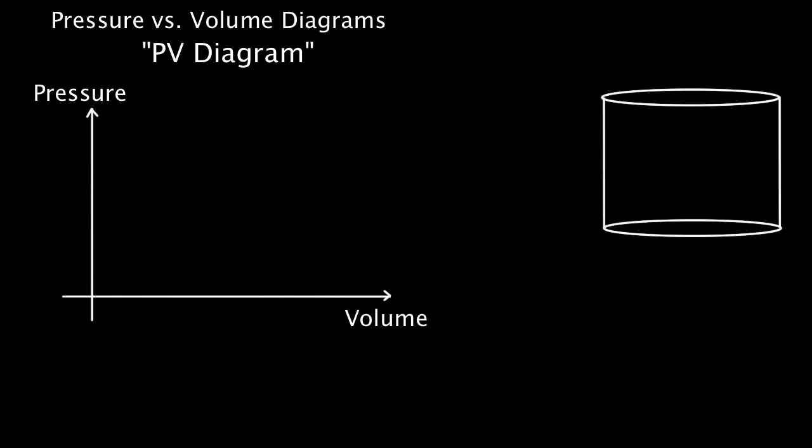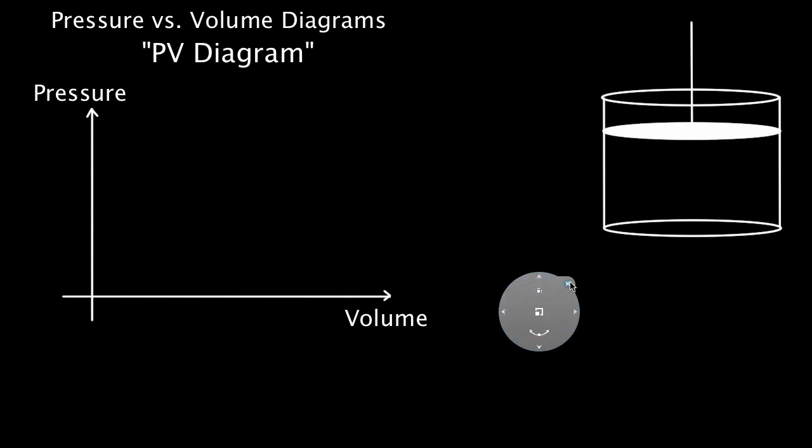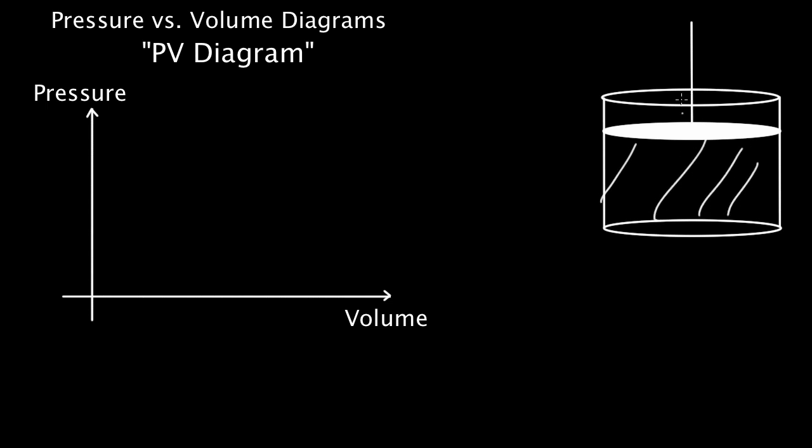Well, imagine you had a container full of a gas and there's a movable piston on top. The piston can move up or down, changing the amount of volume, right? This is the volume we're talking about, the volume within here. So that movable piston can change that amount of volume, and that would change the amount of pressure inside depending on what heat is added, how much work is done.